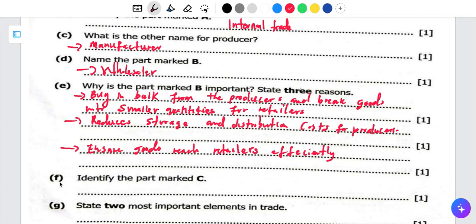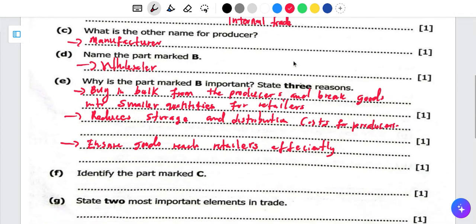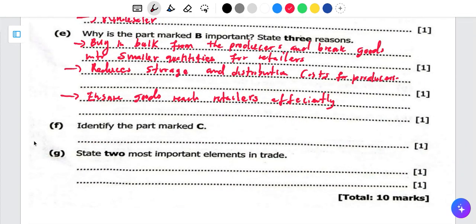Then for question F, we're saying identify part marked C. Part marked C is export, since we have import. International trade has two parts: you can import or you can export the goods. So the part which is remaining is export.